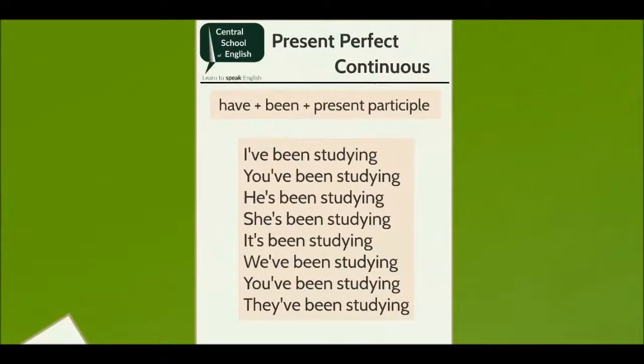It is common to contract the subject and the verb have and say, I've been studying, you've been studying, he's been studying, she's been studying, it's been studying, we've been studying, you've been studying, they've been studying.